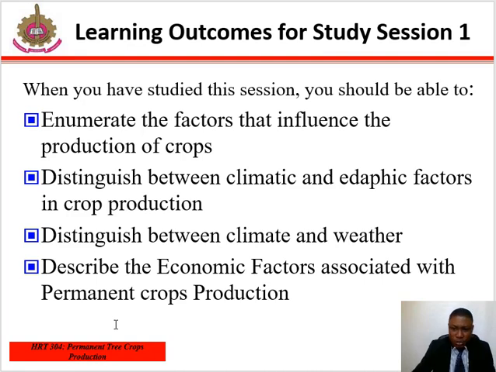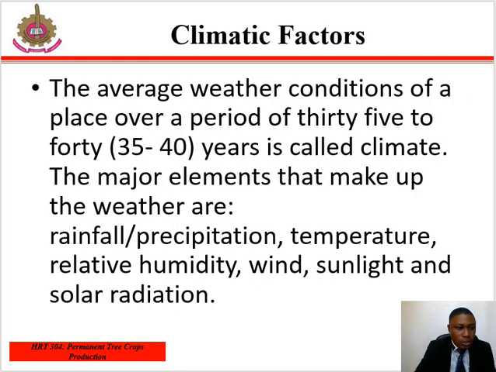When you have studied this session, you should be able to enumerate the factors that influence production of crops, distinguish between climatic and edaphic factors in crop production, distinguish between climatic and weather conditions, and also describe the economic factors associated with permanent tree crops. Factors that influence the production of tree crops are mainly climatic, edaphic, and economic factors.